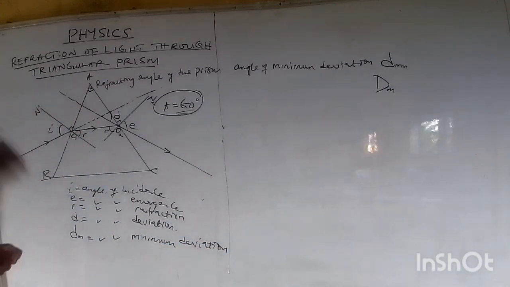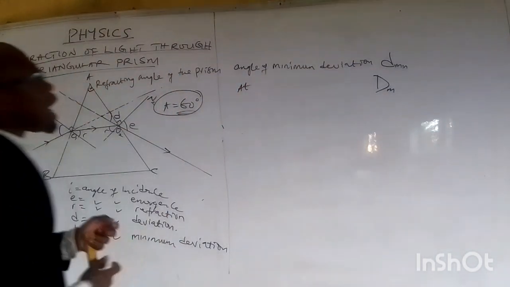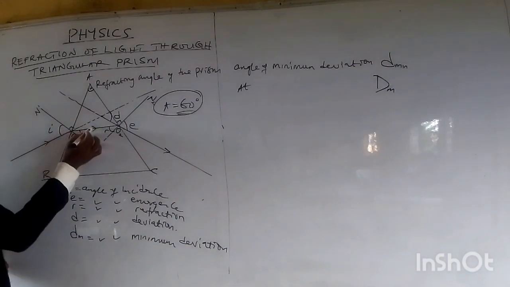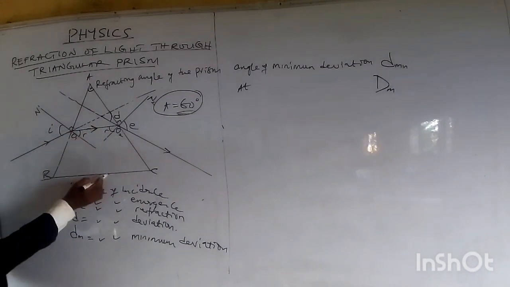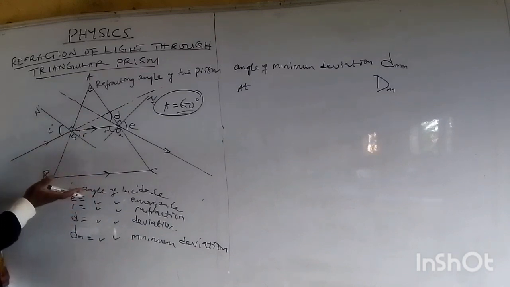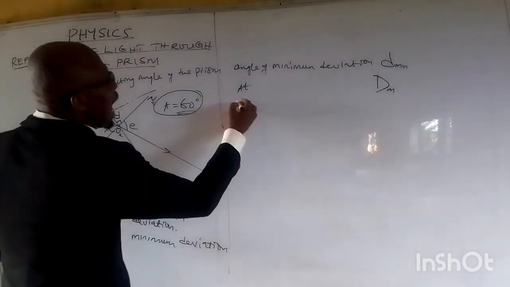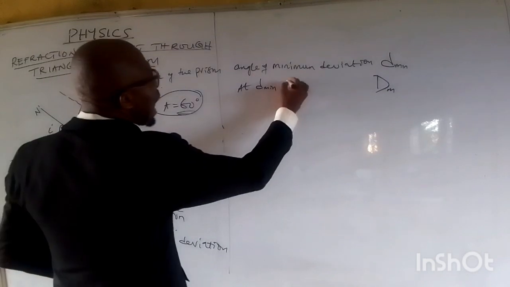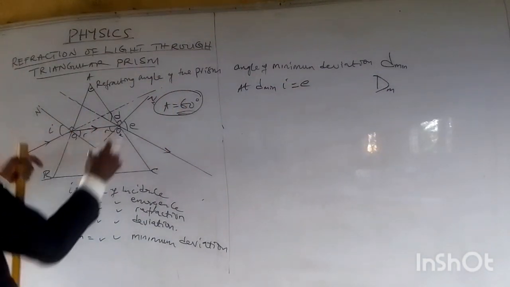Now, at D minimum, at the angle of minimum deviation, the refracted ray will be parallel with the base of the prism. And if it becomes parallel with the base of the prism, we now say that at minimum deviation, at D min, I is equal to the angle of emergence. So these two become the same.